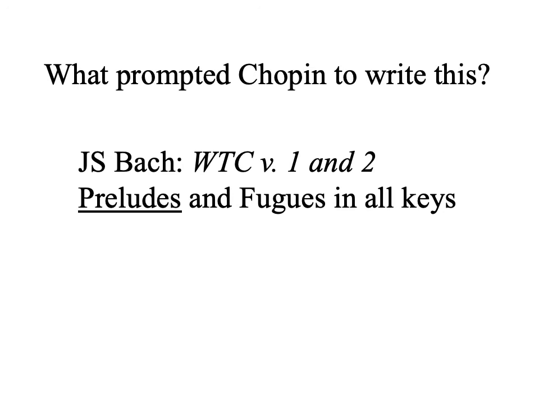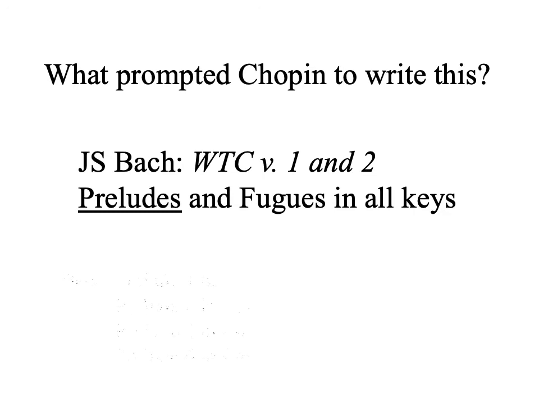So in the first half of the 19th century, when Chopin goes to write his preludes, he's modeling them on Bach. And just like Bach, Chopin creates a series of 24 preludes, no fugues, but they're in all the major and minor keys. They get through them a little bit differently.